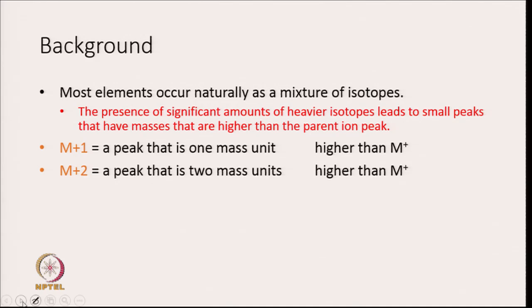Most elements occur naturally as a mixture of isotopes. So, the presence of significant amounts of heavier isotopes leads to smaller peaks that have masses higher than the parent ion peak. For example, you can also see a peak with m by z ratio M plus 1, a peak that is 1 mass unit higher than M plus. You can also see a peak that is 2 mass units higher than M plus.